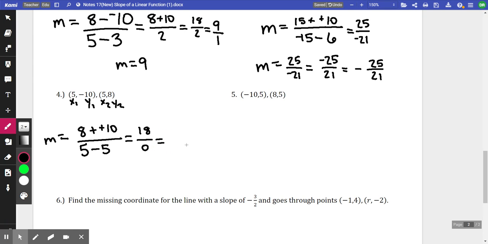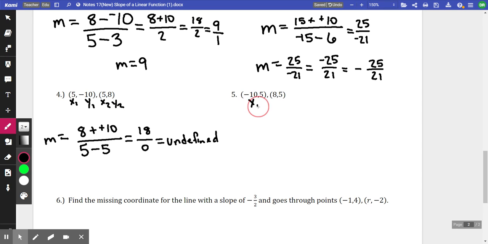18 divided by 0, type it into a calculator. Depending on the calculator you use, it will either say error or undefined. Either way, it's a word answer, and the only word for slope that we have is undefined. If we were to graph this, we would get a graph of a vertical line.